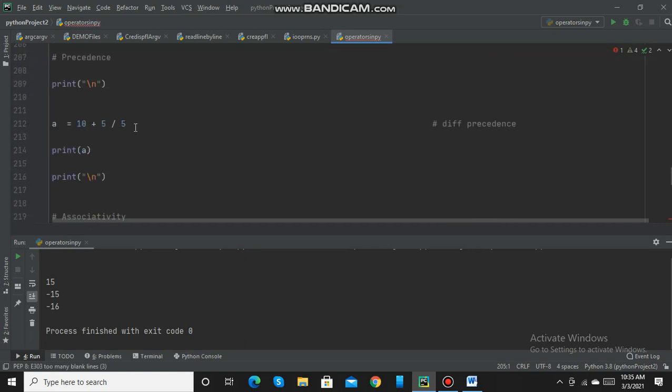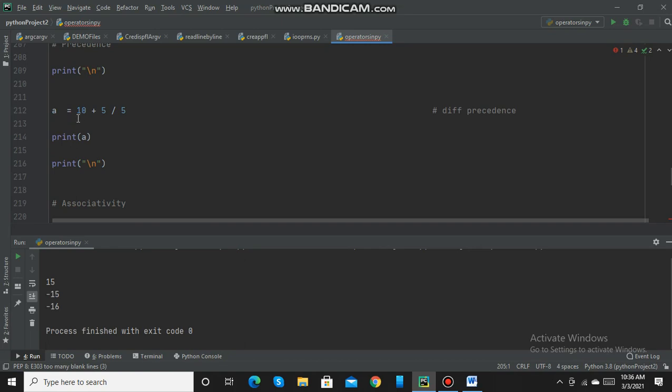Now precedence of operators. The concept of operator precedence is a must to know, otherwise we will see unexpected outputs. So when an expression has 2 or more operators, we need to identify the correct sequence to evaluate these operators, because the final answer changes with the sequence chosen. So here I have an expression a is equal to 10 plus 5 by 5. If we evaluate this expression from left to right, we get 10 plus 5, 15, by 5, 3. 3 will be the answer.